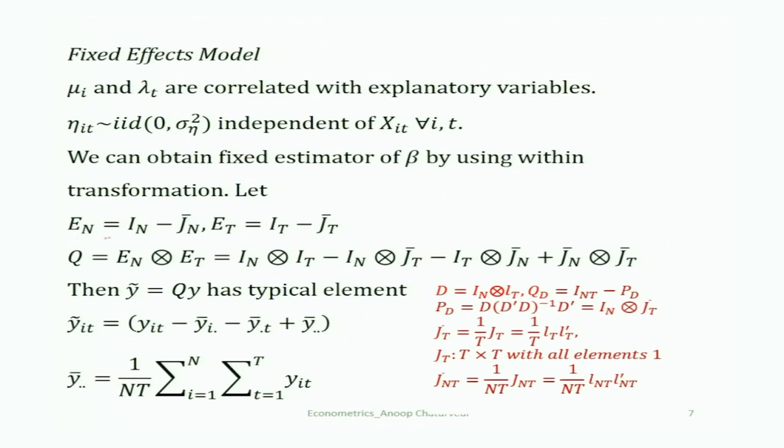Now, suppose we define E_n equal to I_n minus J_n bar and E_t equal to I_t minus J_t bar, and then we write Q equal to E_n Kronecker product E_t. So, their Kronecker product is I_n Kronecker product I_t minus I_n Kronecker product J_t bar minus I_t Kronecker product J_n bar plus J_n bar Kronecker product J_t bar.